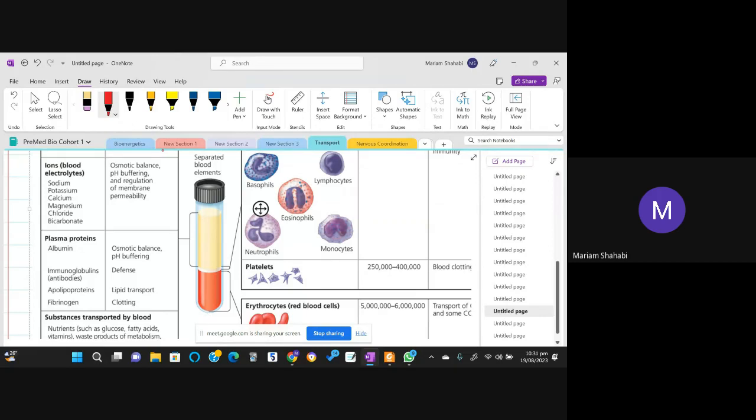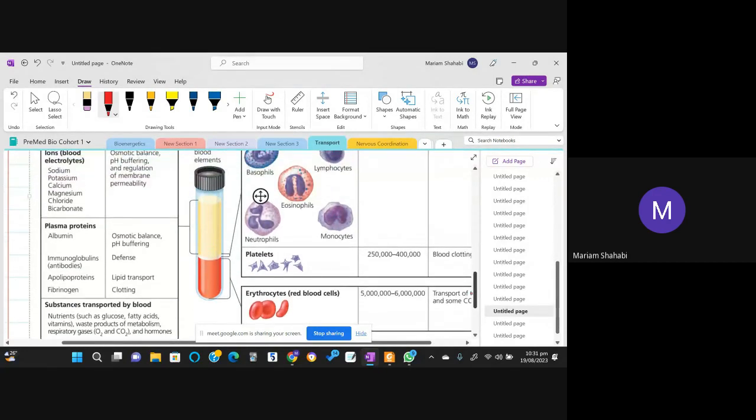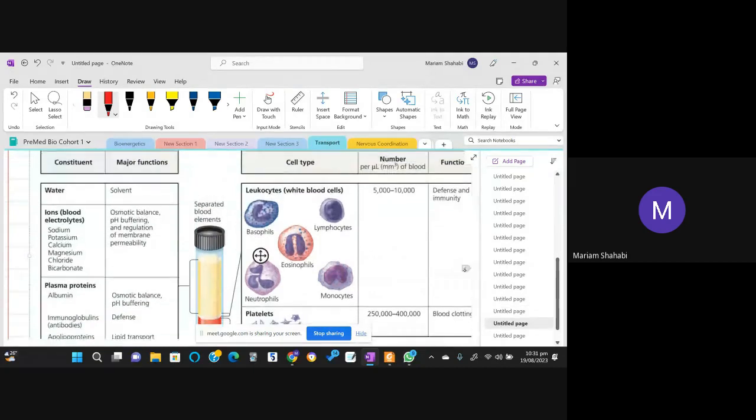तो ये जो red component है ना, that is simply your erythrocytes, red blood cells. एक बीच में एक छोटी सी लेयर होती है, यहाँ पे platelets हैं और ये बाकी सारे white blood cells हैं.